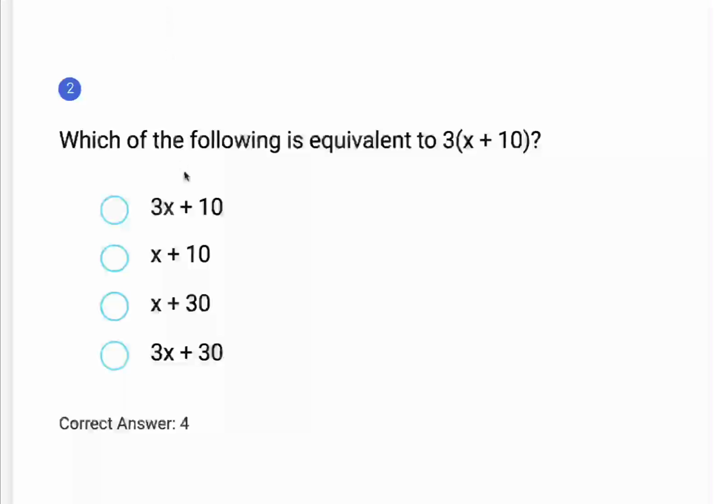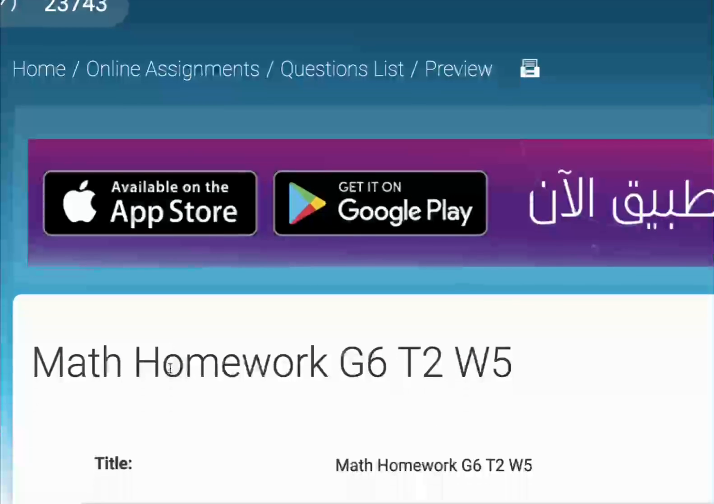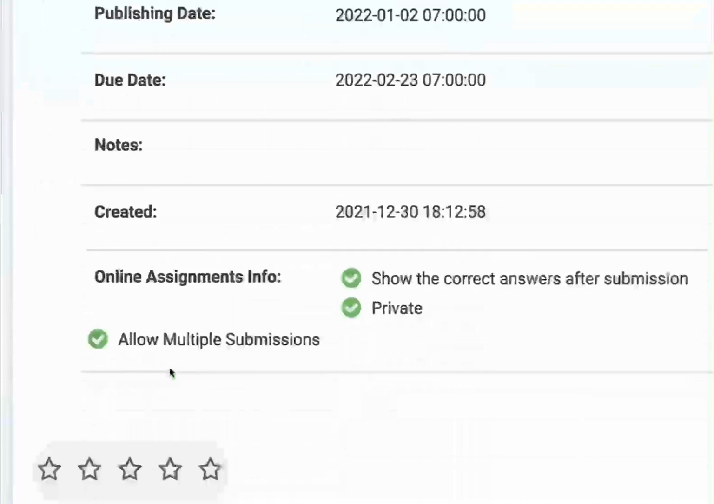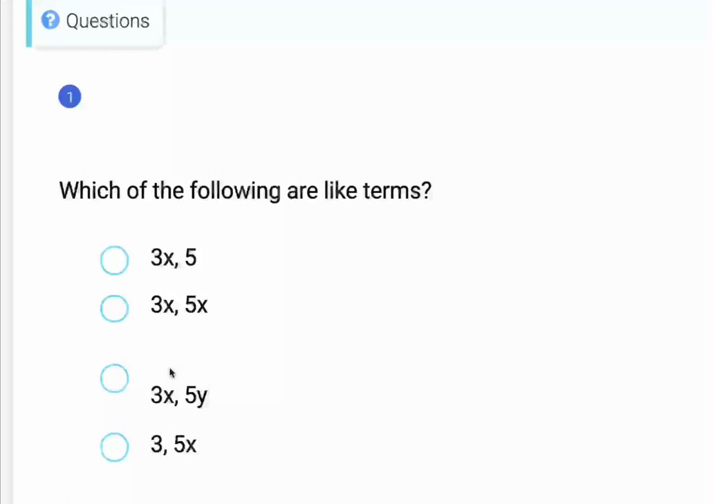Now, my heroes, this is the homework. This is your homework in Classera. We need to check it together because I see that you have many problems. I do it. Okay, if you did it, it's okay. But I'll solve it with you because I see that you have many problems with this homework. So let's start with the first question. Ali.